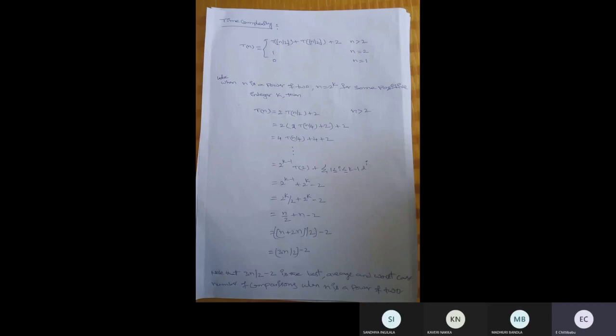Next we go to the recursive algorithm for finding maximum and minimum. Next one is the example. Next one is the time complexity.